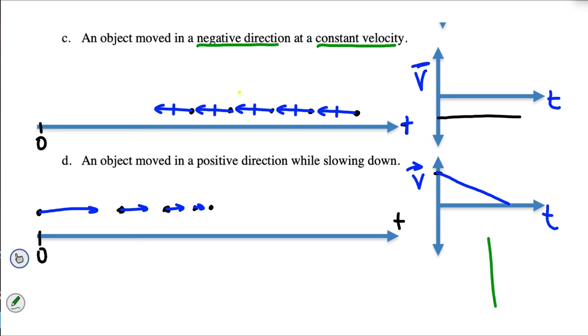That makes me think, what would our acceleration versus time graph look like? If this has a constant negative slope, that means we have a constant negative acceleration. So constant acceleration means we have a horizontal line, but if it's a negative acceleration, it's going to have to be below the time axis. At all times, the acceleration was negative.